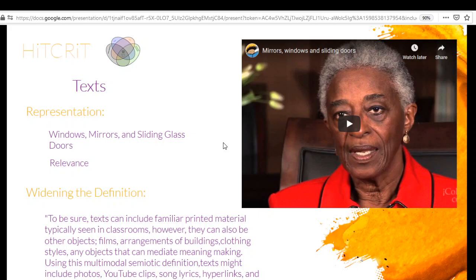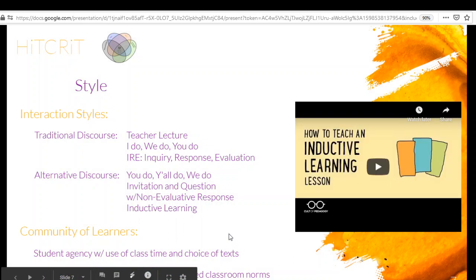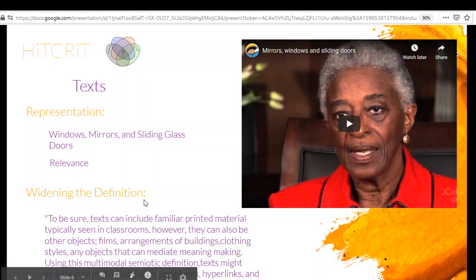Okay, so here's a quote from the text there. To be sure, texts can include familiar printed material typically seen in classrooms. However, they can also be other objects, films, arrangements of buildings, clothing styles, any object that can mediate meaning making.